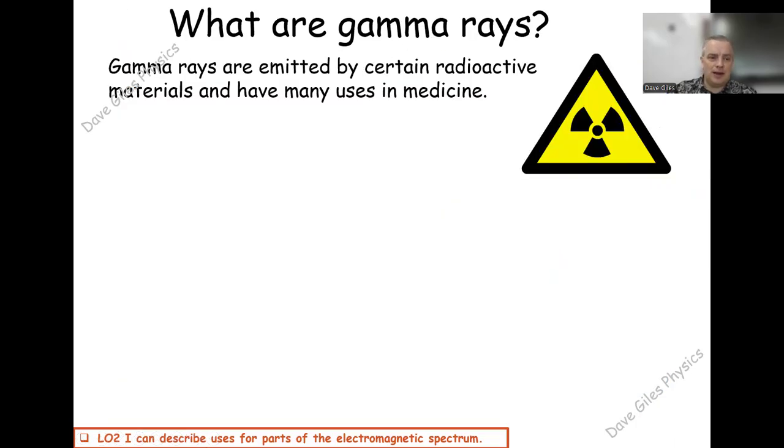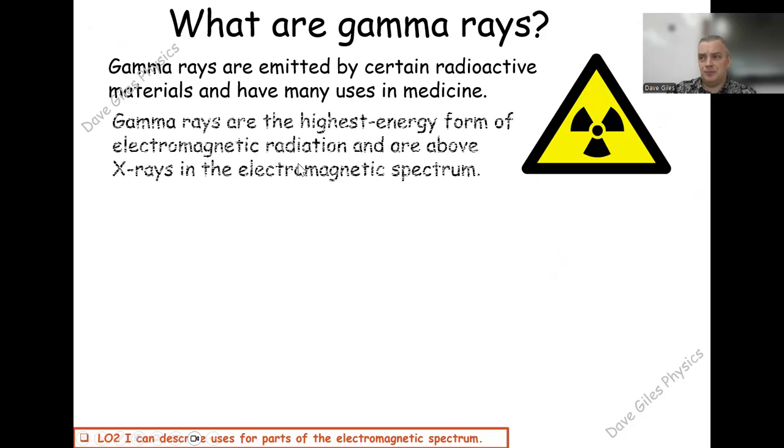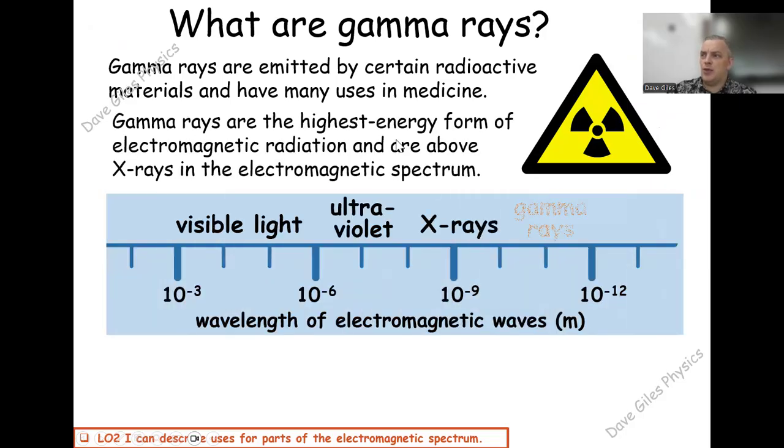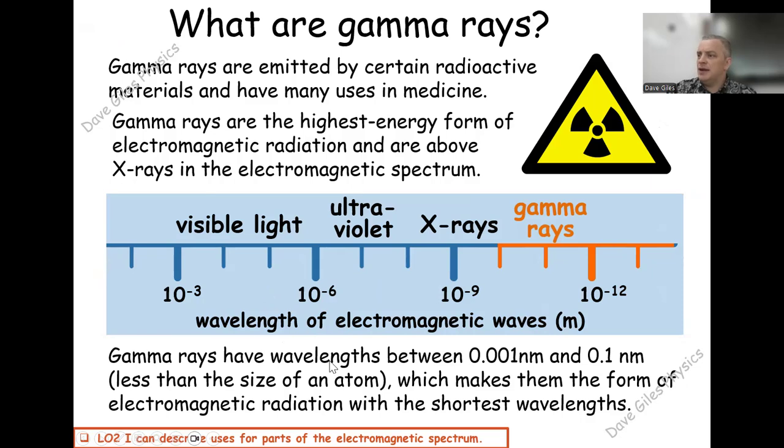Next on the electromagnetic spectrum are gamma rays, which are emitted by certain radioactive materials and have many uses in medicine. Gamma rays are the highest energy form of electromagnetic radiation, and are above X-rays in the EM spectrum. They have a tiny wavelength, 0.001 nanometer to 0.1 nanometer, so actually smaller than an atom, which makes them the form of EM radiation with the shortest wavelength.